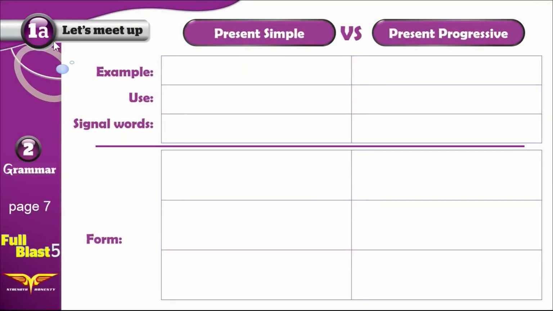Module 1A 2 Grammar. Today we are learning the difference between present simple and present progressive. Let me give you an example of each tense. Look at this example. I learn English every day. This is present simple.